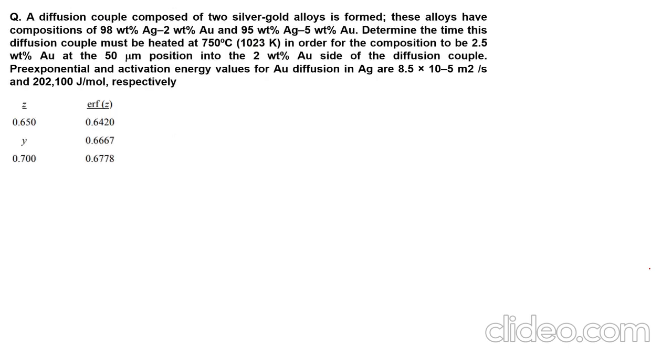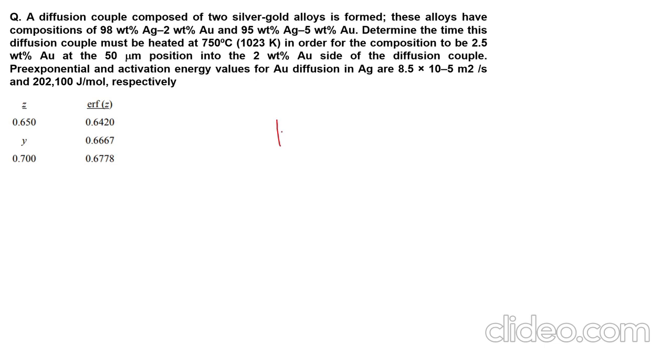Then we have another question. This is an important question for your diffusion. Right? Diffusion, we have done some similar questions earlier also. So we will try to do it again. So we have a diffusion couple that is composed of two silver gold alloys, and these alloys have a composition. So we have two alloys.